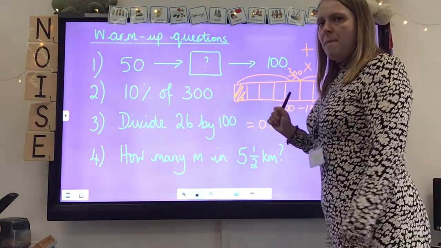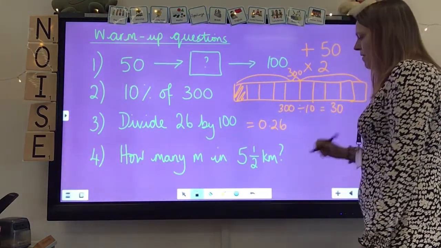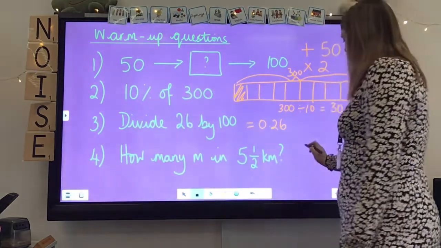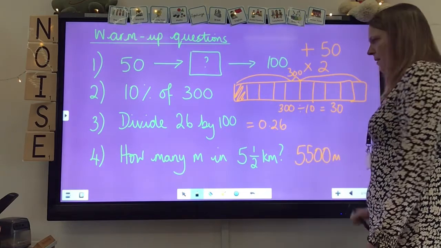Okay, and how many metres are there in 5.5 kilometres? Hopefully you've remembered that there are 1,000 metres in a kilometre. So we've got 5,000, and then half a kilometre must be 500. So the answer for that would be 5,500 metres.